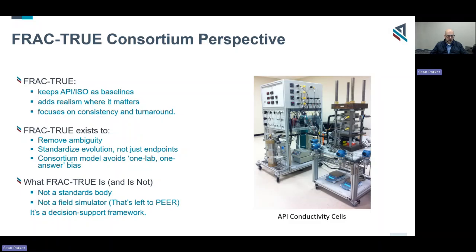And we're not a standards body. We're not a field simulator. That's going to be left up to the peer consortium that's actually performing the field tests. We're just looking to collect the data, give it to them so they can generate some reasonable decisions as to what's actually occurring downhole.